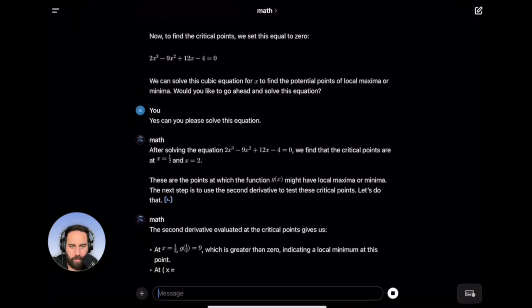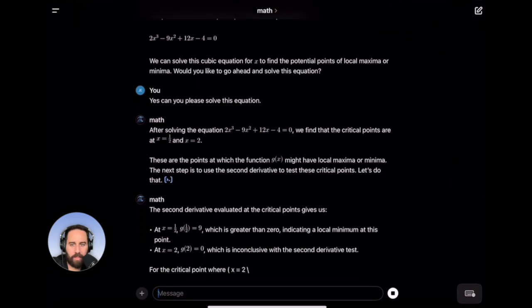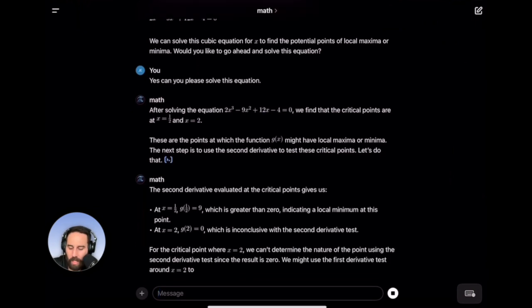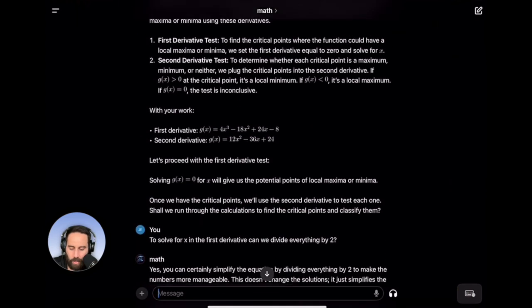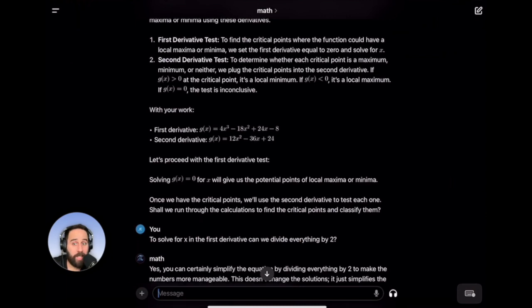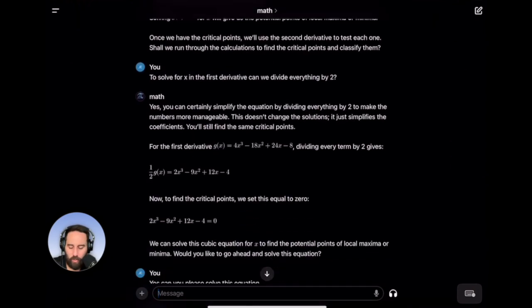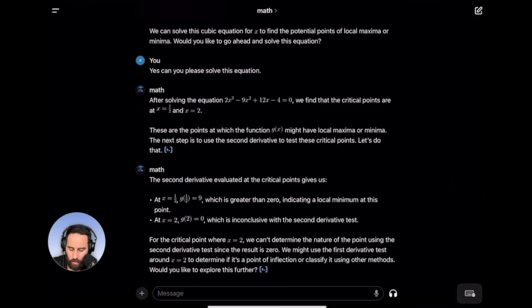The second derivative evaluated at the critical points gives us the following. We're plugging into our second derivative, which we found up here, 12x squared minus 36x plus 24, the values 1/2 and 2. At x equals 1/2 we get 9, and at x equals 2 we get 0, which is inconclusive with the second derivative test. So 9 is greater than 0, so that's a minimum.